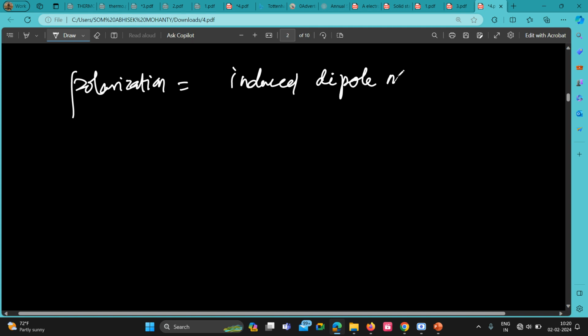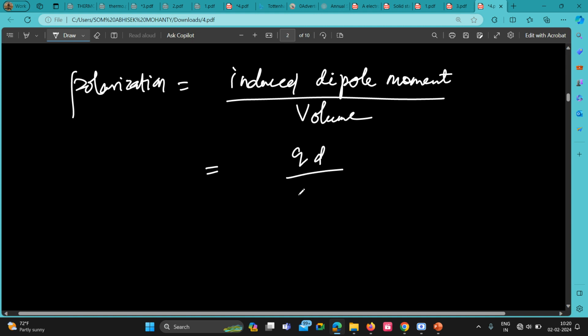The formula for polarization: not that polarization, but the induced dipole moment divided by volume. So Q into d divided by A into d, so that is Q by A. So polarization is Q by A.